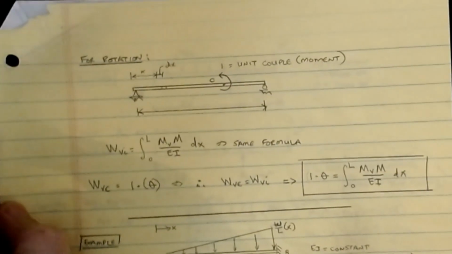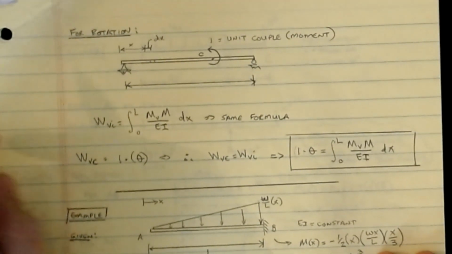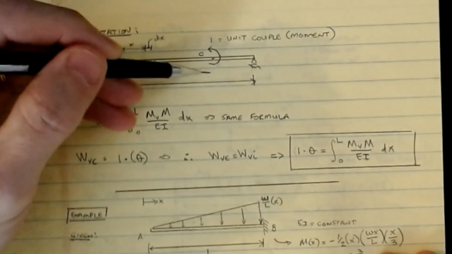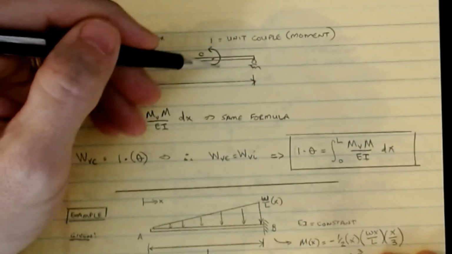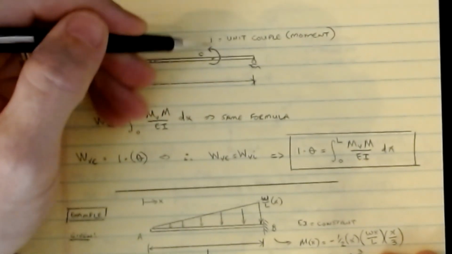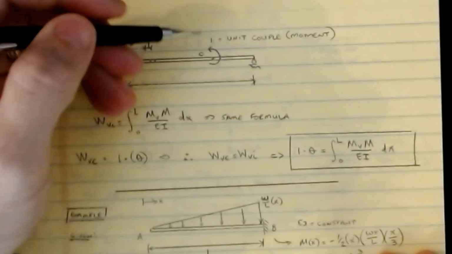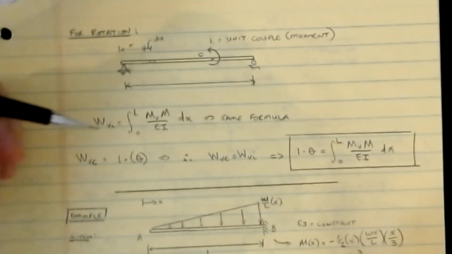Now, the other unknown in beams is often the rotation, and so we can play the exact same game. I've got my beam, here's my point B, and say we want the rotation at B. I'm going to apply a unit moment this time. Notice it's not a force, it's a moment. I chose counterclockwise as positive, and we'll apply a unit couple at that location.